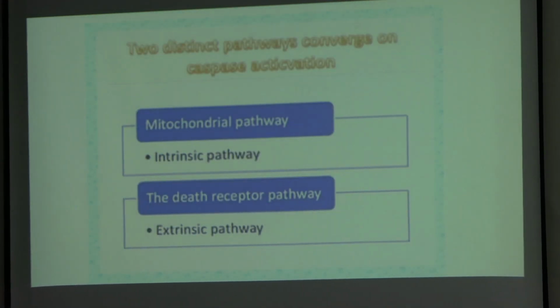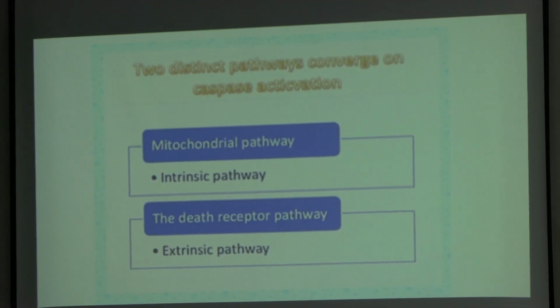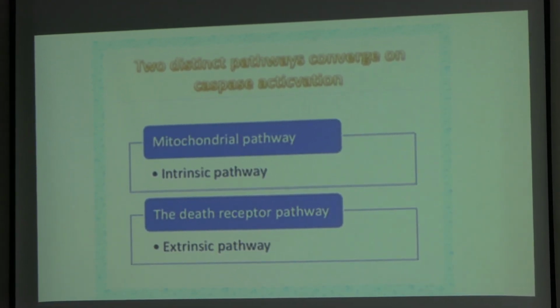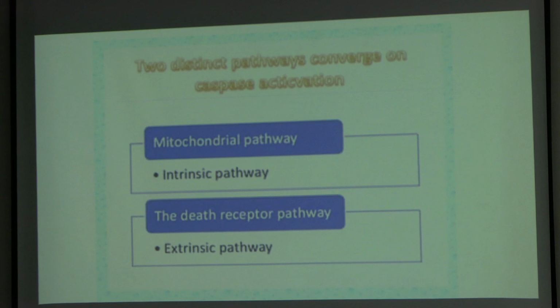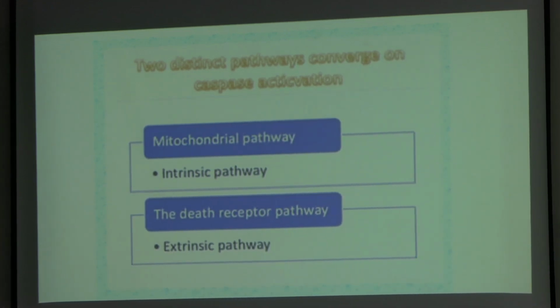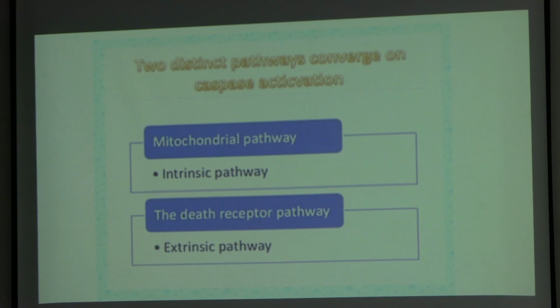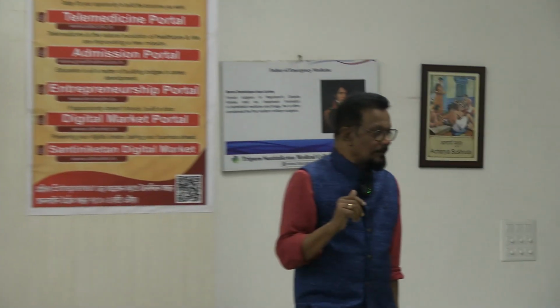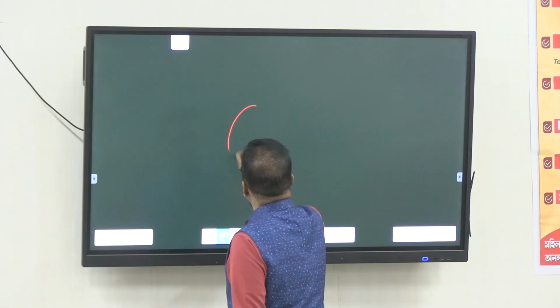We already discussed there are two pathways, as I said earlier, intrinsic and extrinsic pathway. Intrinsic pathway is also called the mitochondrial pathway, and extrinsic pathway, the death receptor pathway. Did you ever hear the name ligand? L-I-G-A-N-D. What are ligands?